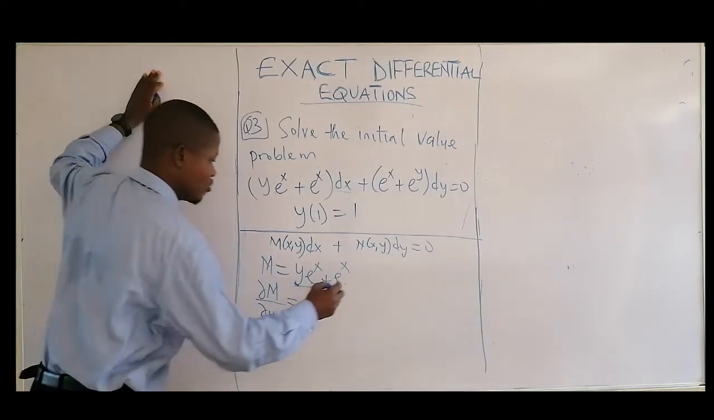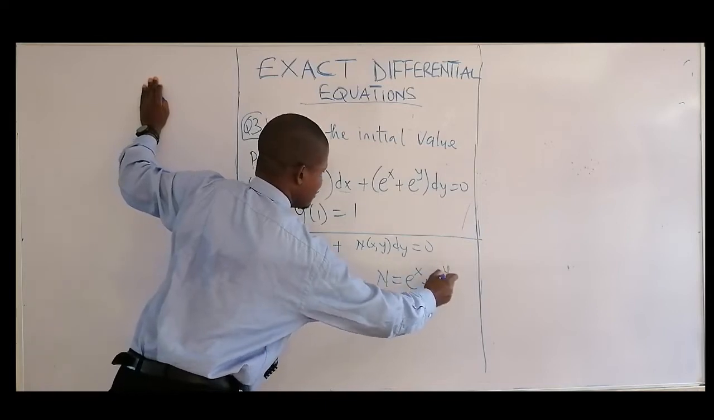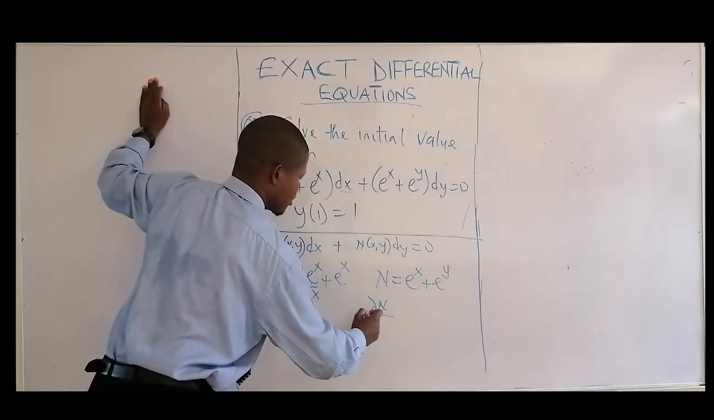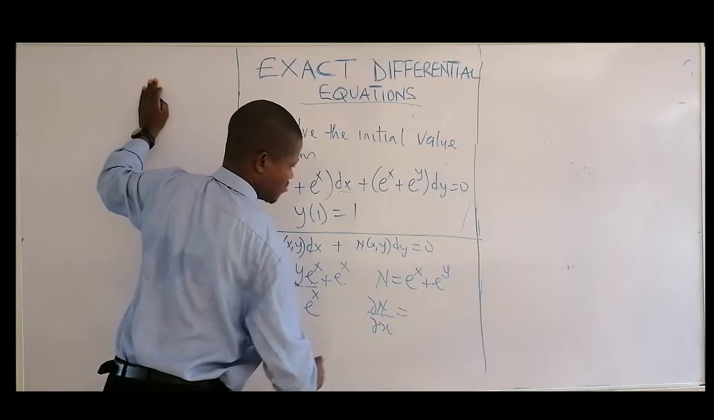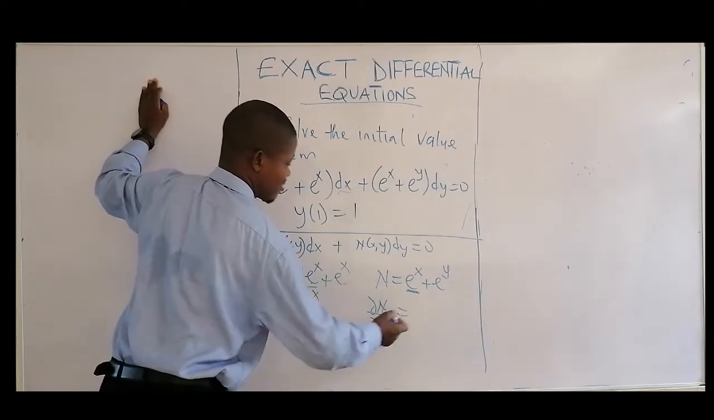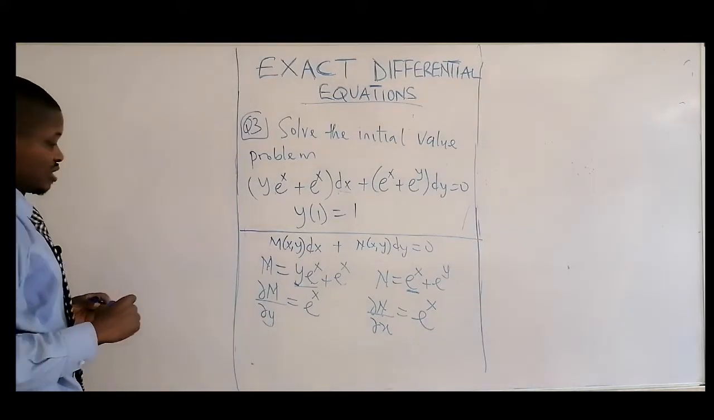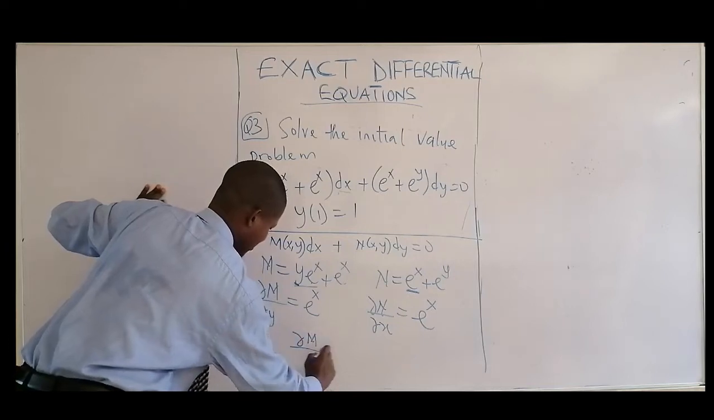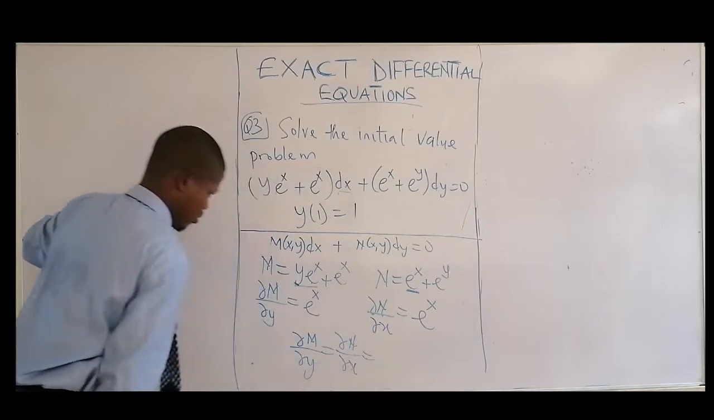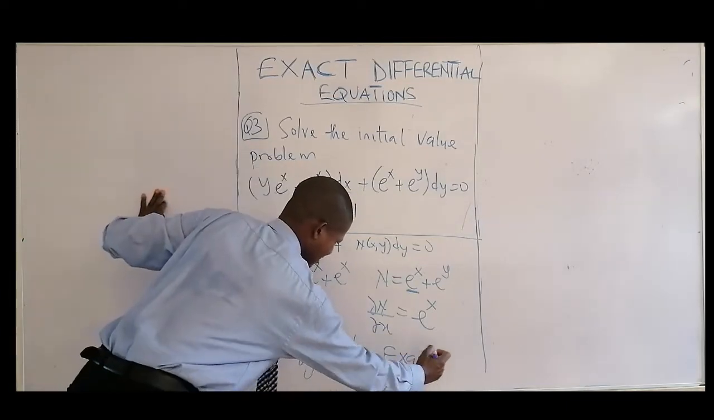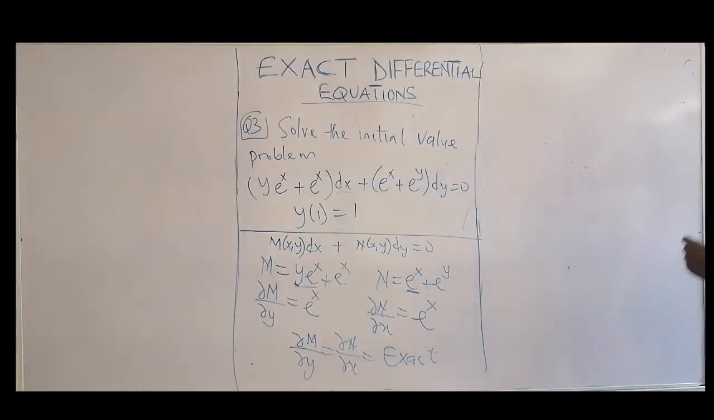Then I know my N also. My N is this. Then do this one partially too, differentiating with respect to x. This is the only term I have that has x. So these two partial differentials are what make it exact: the partial differential of M with respect to y is equal to the partial differential of N with respect to x. They are equal to each other, so this is exact. And when an equation is exact, there is a way forward.